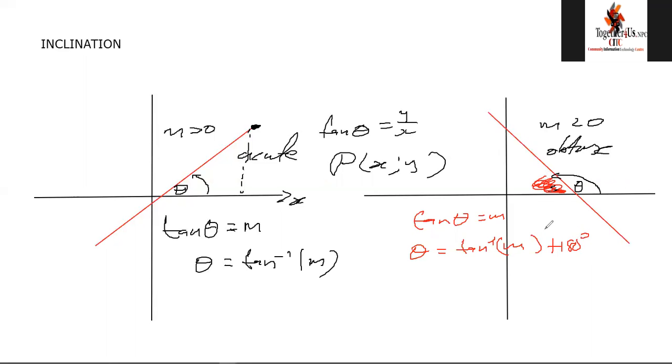Note that m here is negative. So you are adding 180 because remember, tan of a negative angle is negative. So you are actually having a negative gradient here. So you're gonna have actually a negative angle here plus 180. So it will rectify and give you a correct positive obtuse angle that you're looking for.